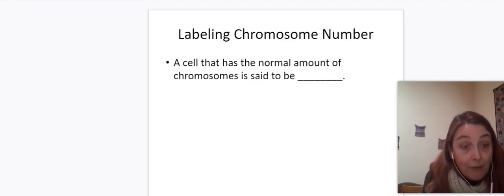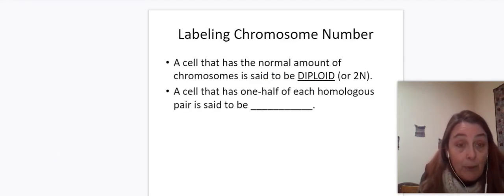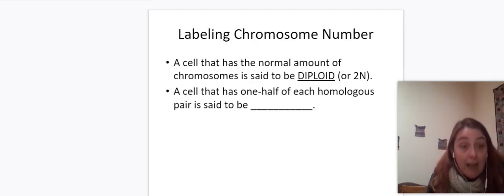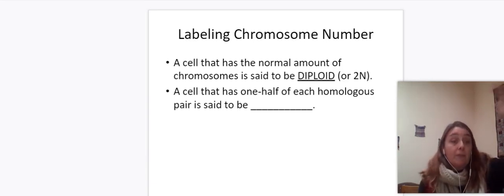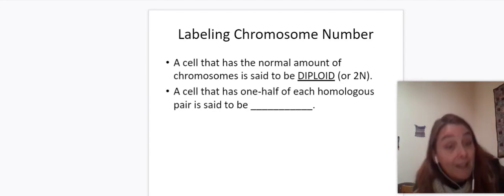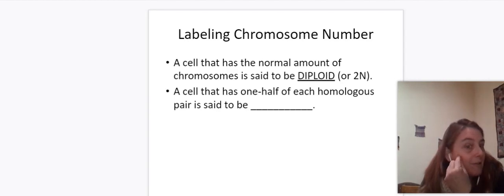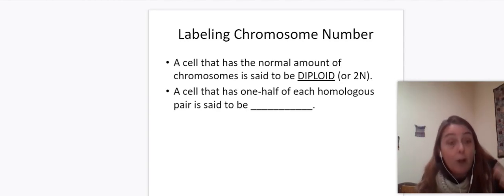So the normal amount, like 46 chromosomes for us, we would say that cell is diploid. That is, there's 2 of each type. Di means 2, right? So there's diploid. That is 2 chromosomes of each type. Most of the cells from the top of your head to the tip of your toes, it's diploid, just like we've been talking about. 46 chromosomes in every single cell. It's diploid. There are homologous pairs.